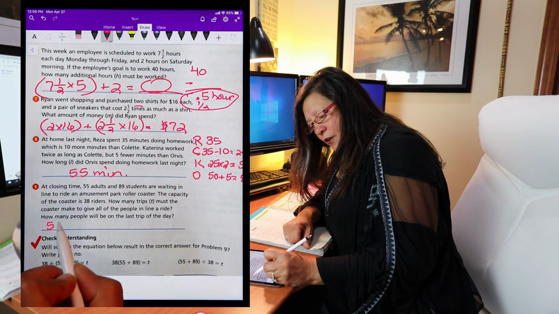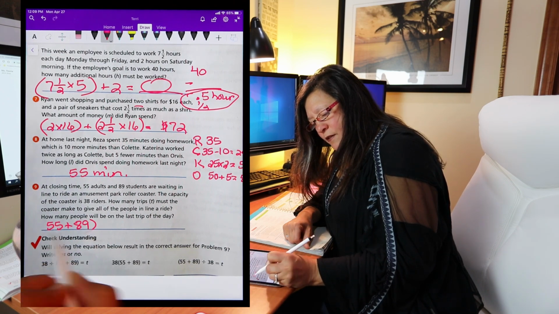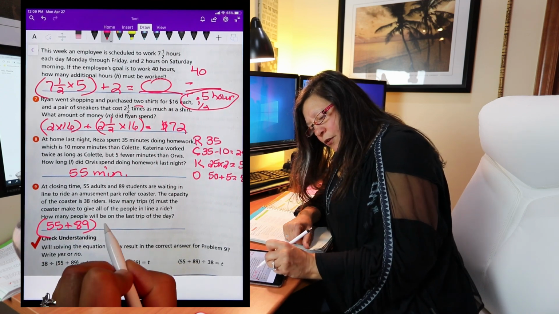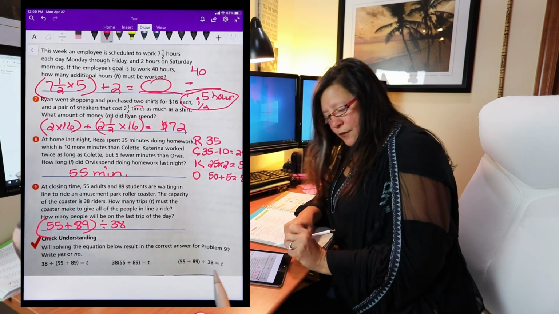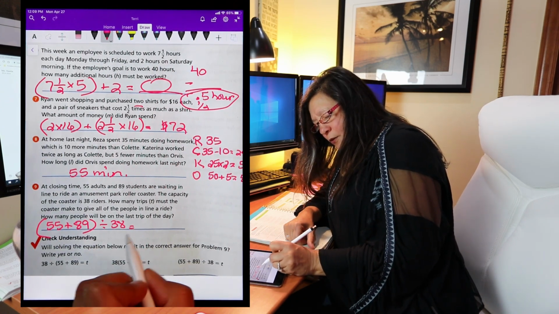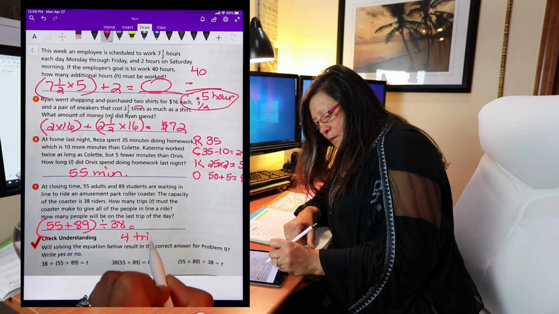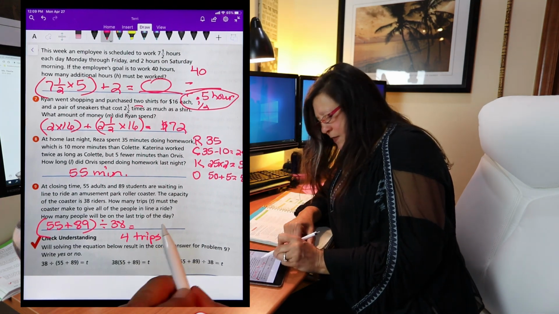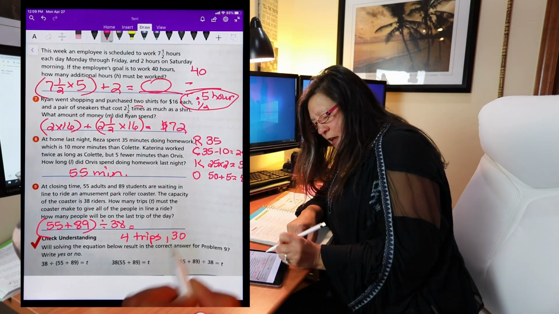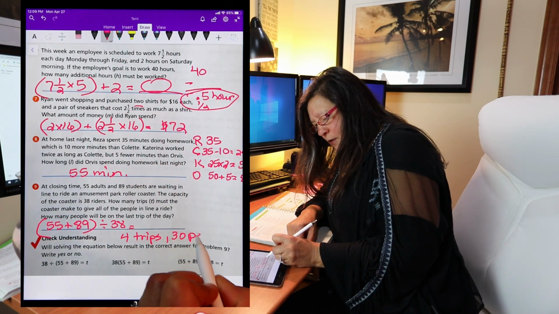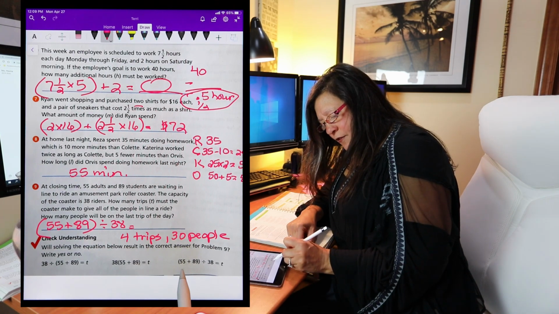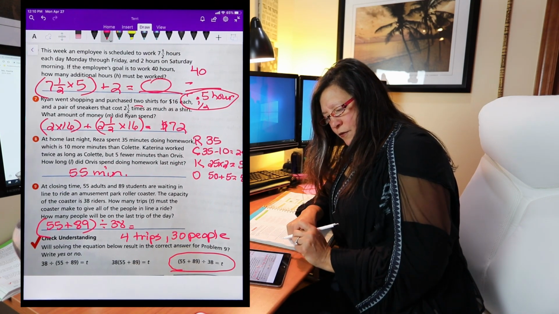Okay, so we have 55 adults and we have 89 students. So you need to add those two together and then take that total divided by 38 riders for each trip. Okay? So all together, when you get your answer, it's going to be 4 trips, right? But then your remainder is how many people are going to be on the last trip. So 4 trips and then 30 people on the last trip. Okay? So to solve this equation, this is one that we used.